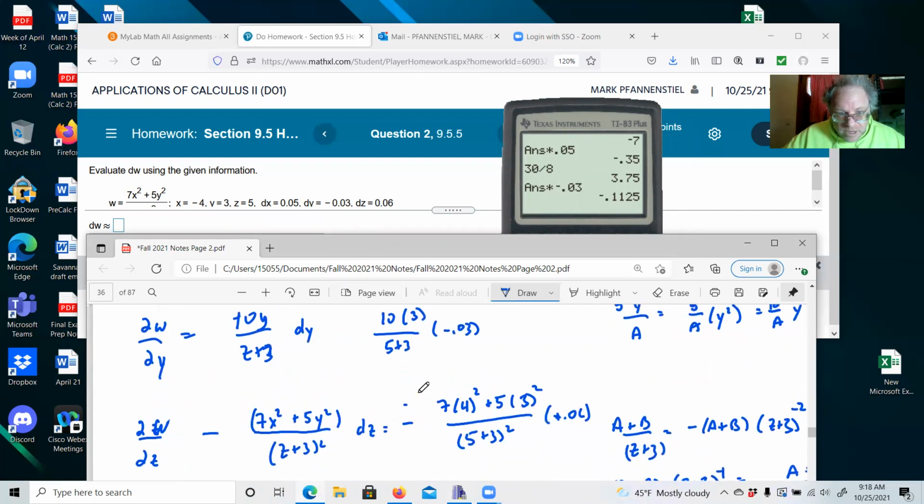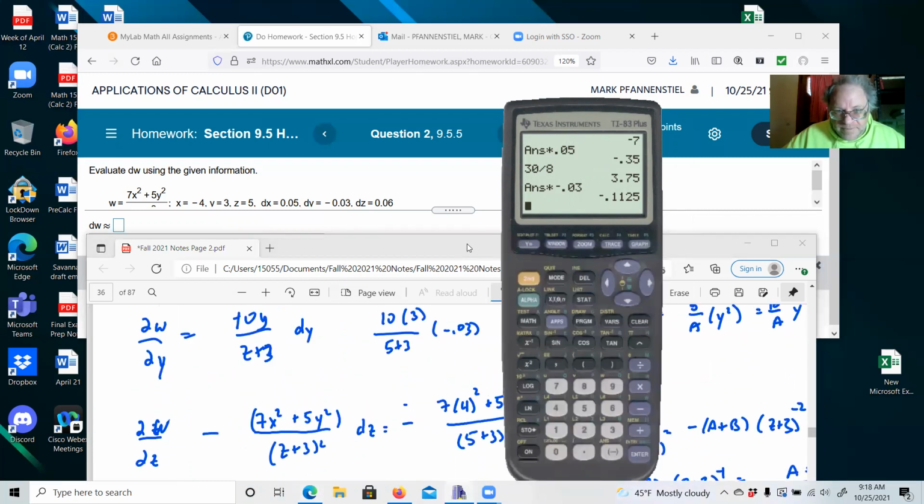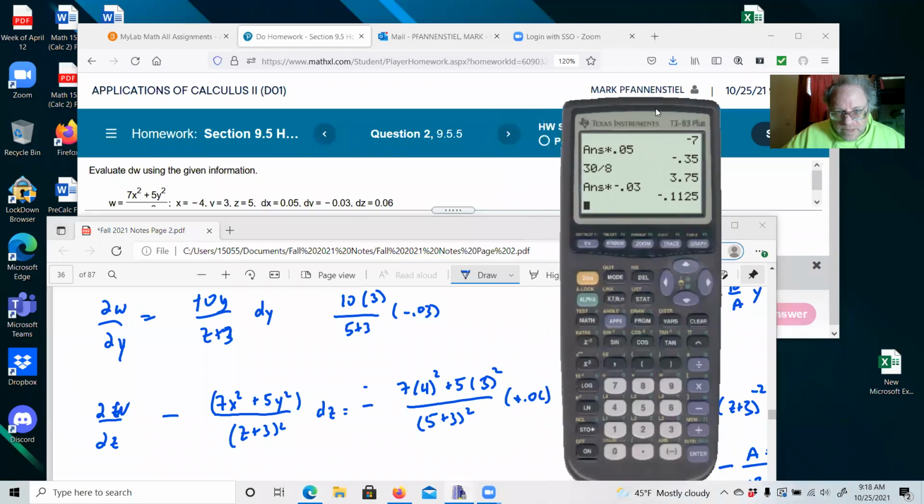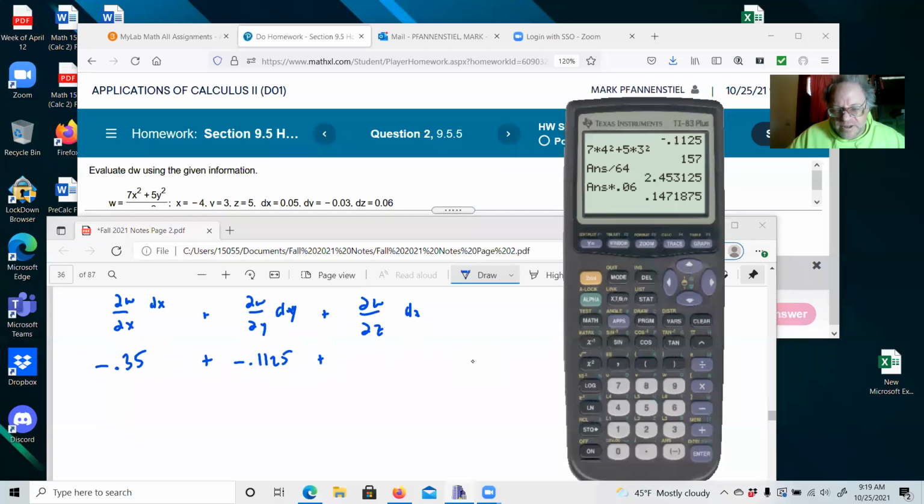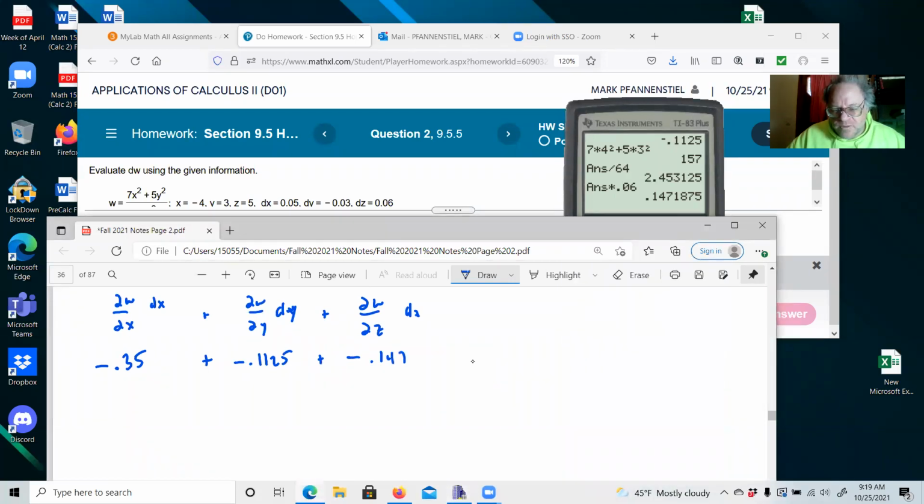We're going to come back up here and do exactly what it says. So we've got 7 times 4 squared. The hardest thing on this is honest, and this is all negative, by the way. So 7 times 4 squared plus 5 times 3 squared, this will be the top, divided by 8 squared, which is 64, and then times 0.06. We're going to remember that there's a negative sign in front of this thing, so we're going to write down -0.1472, because they wanted 4 decimal places.